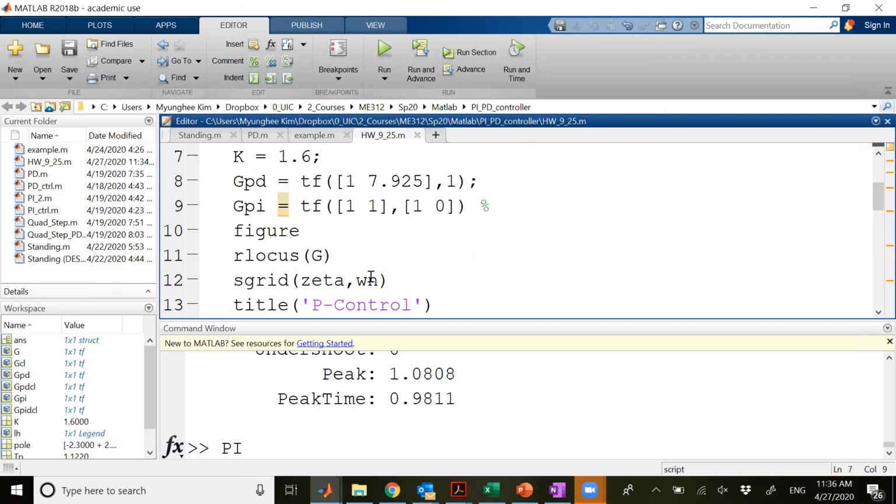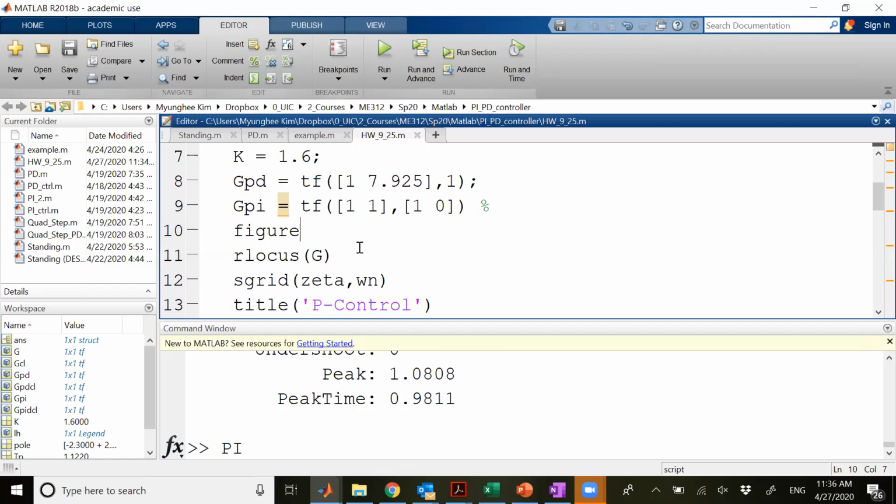And if we make it very large, what can happen? So D is the derivative, and it can make the system unstable. Anyways, so this is it.